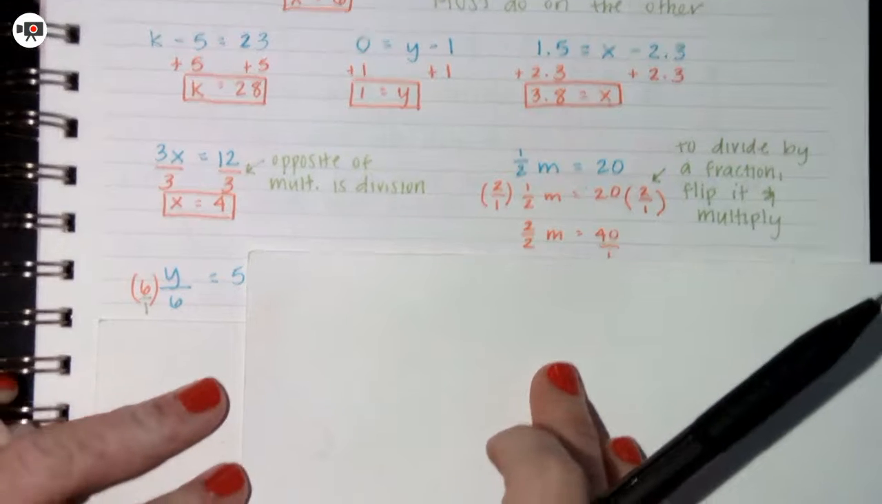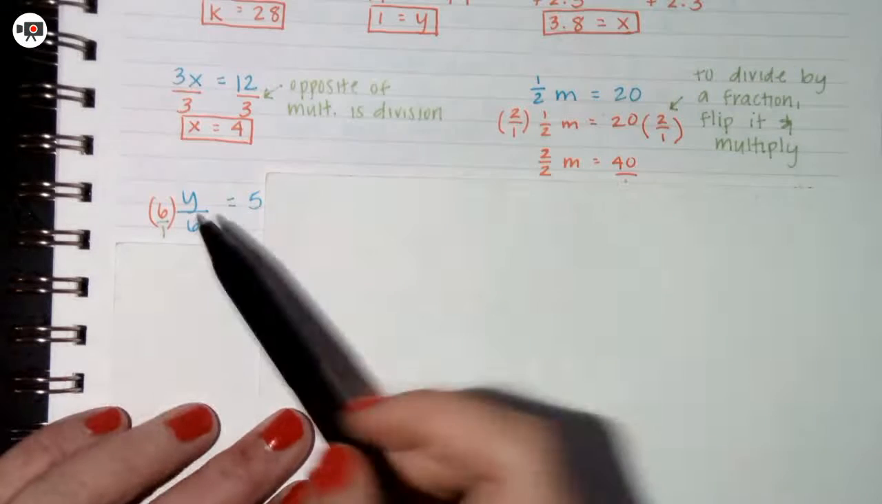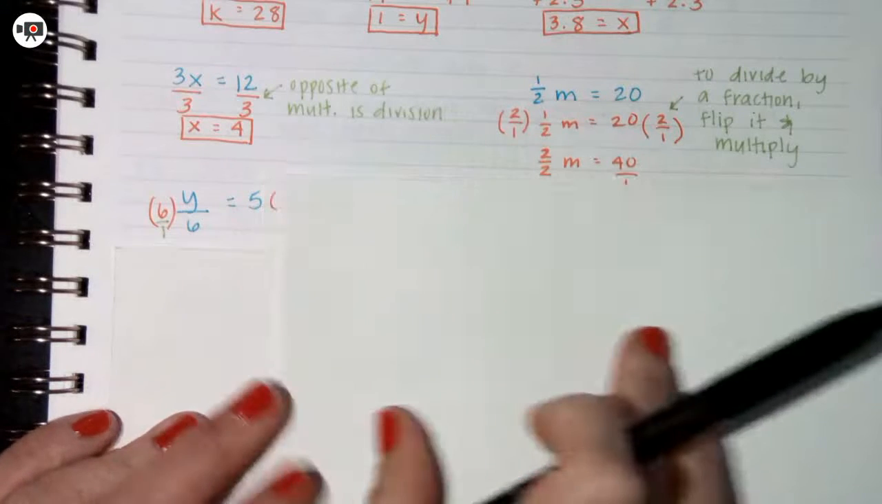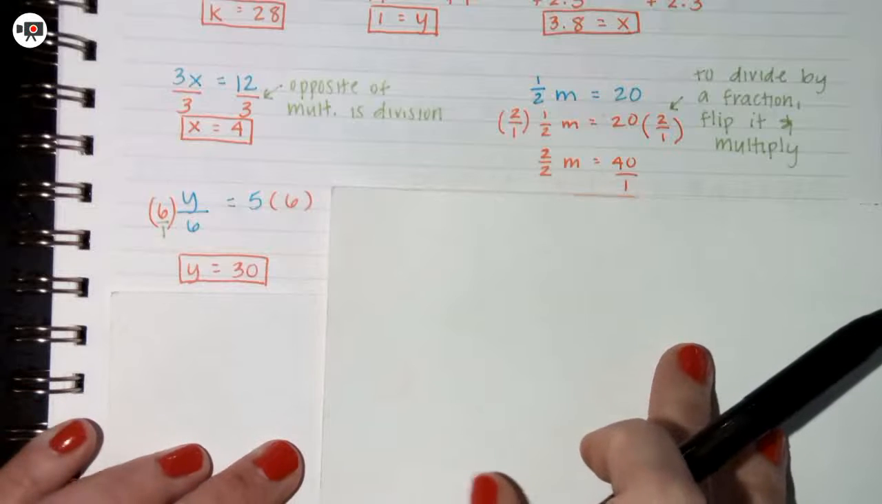Now I have y over 6 equals 5. The opposite of dividing by 6 here is multiplying by 6. So multiply each side by 6, and y equals 30.